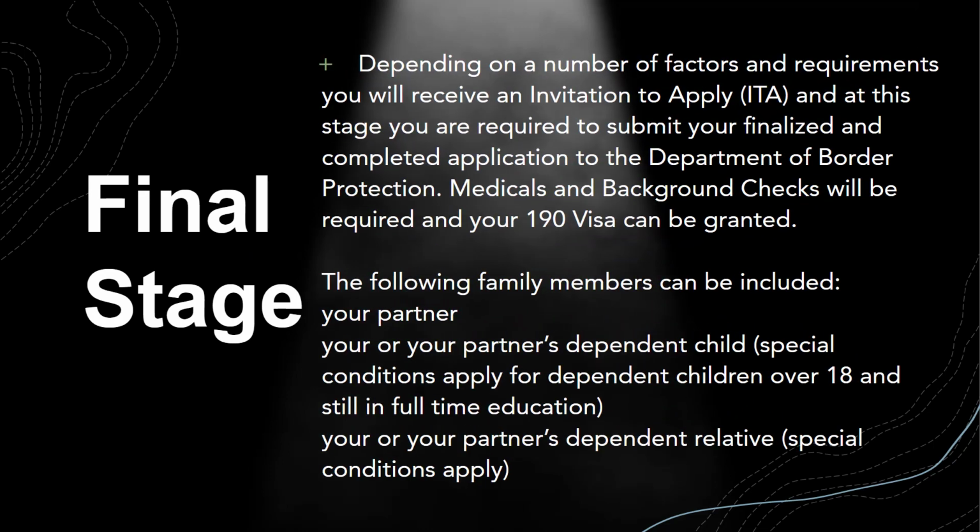The final stage depends on a number of factors and requirements. You will receive an invitation to apply, and at this stage, you are required to submit your finalized and completed application to the Department of Border Protection. Medicals and background checks will be required and your 190 visa can be granted. The following family members can be included: your partner, your or your partner's dependent child. Special conditions apply for dependent children over 18 and still in full-time education, and your or your partner's dependent relative.